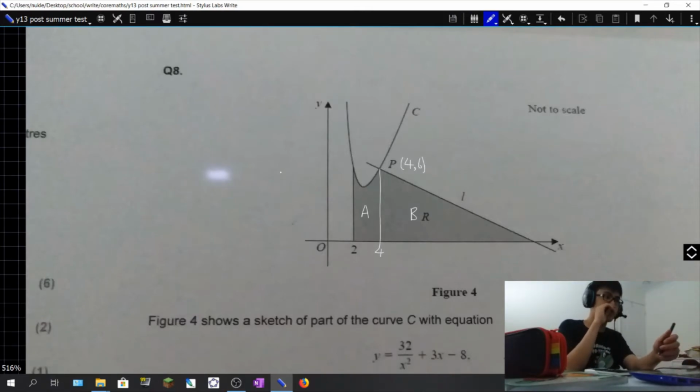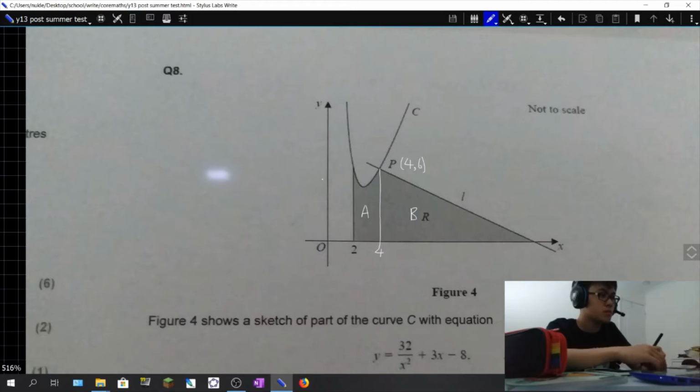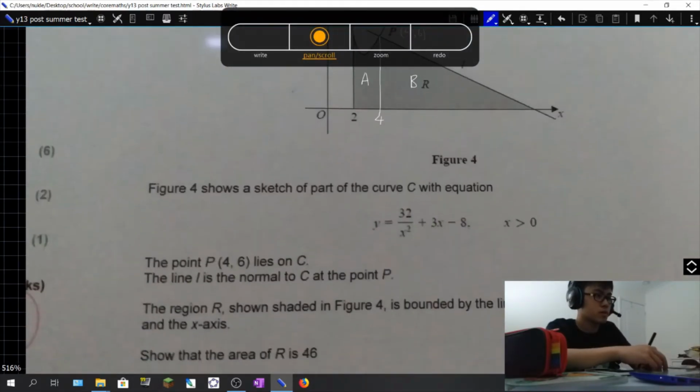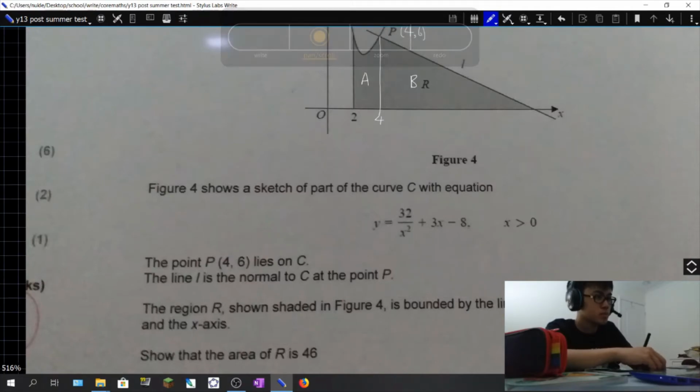Cool, and it says that L is normal to C at the point P. So we want to figure out the equation of L, because we want to figure out this point. So we have C. We want to differentiate it with respect to x. So this is equal to 32 times x to the negative 2. We bring this down, so we're going to get negative 2 times 32, which is negative 64. And then we're going to bring the x down as well, so it's going to be negative 3, plus 3.